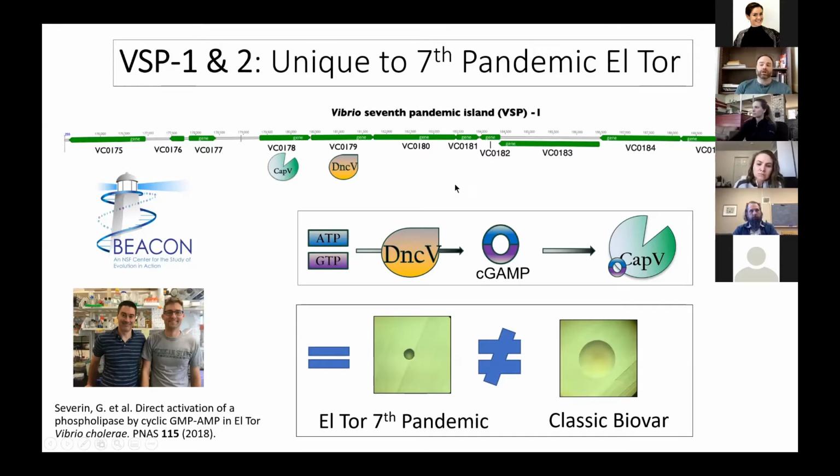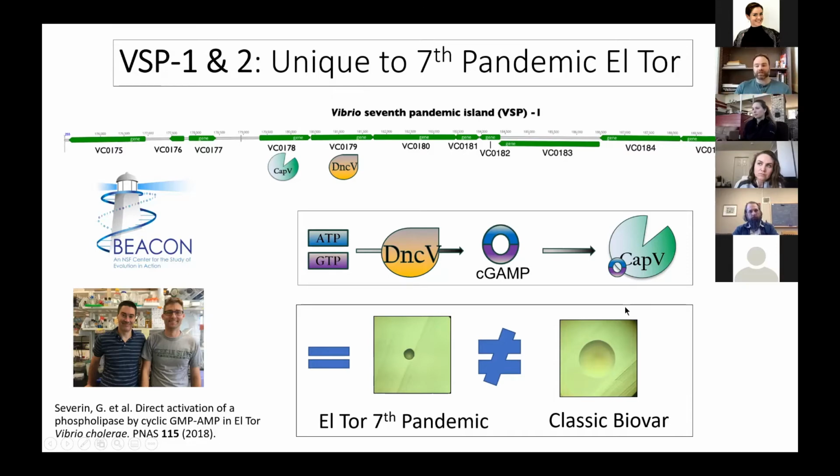So you get a smaller plate morphology, which you see here on the left with El Tor, as compared to the classical Vibrio cholerae on the right. This is very exciting because this is the first time that the genomic islands were tied to an actual phenotype in El Tor that might help explain its dominance.